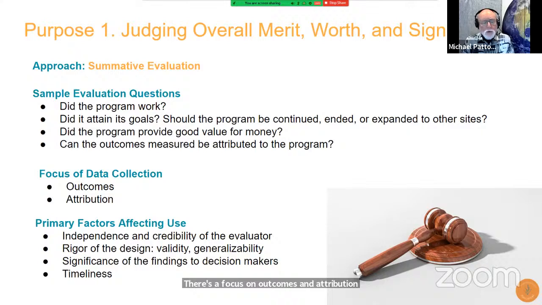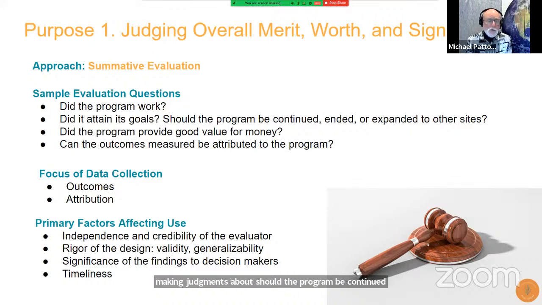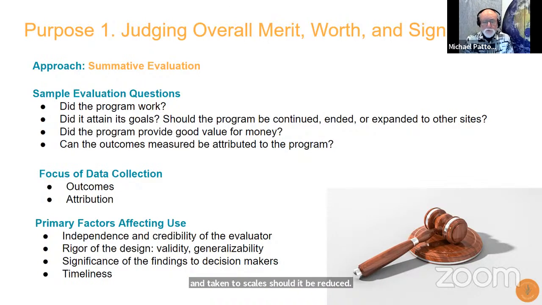And summative evaluations are especially supported by the credibility of the evaluator as having rendered neutral and independent judgment, by the credibility and rigor of the design, the significance of the findings to decision makers, and the timeliness, which is especially important, so that it's aimed at making judgments about should the program be continued, should it be expanded and taken to scale, should it be reduced. These are big picture decisions, top of the mountain decisions, summing up kinds of decisions.